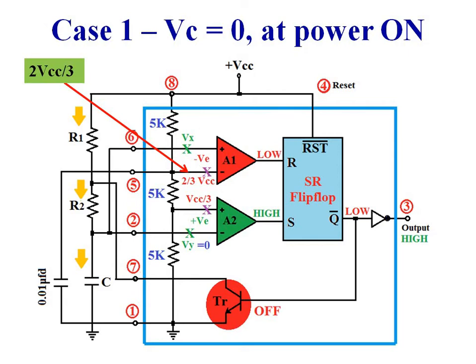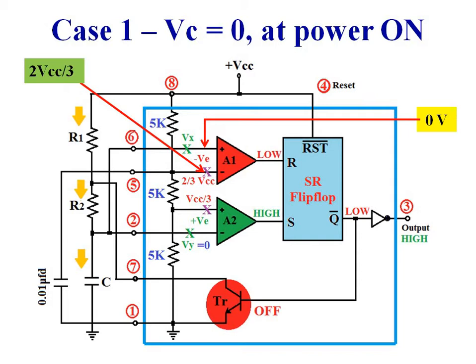Case 1. Initially, voltage across the capacitance is equal to 0 at power on. Voltage at the inverting input of op-amp A1 is equal to 2 VCC by 3 and voltage at the non-inverting input of op-amp A1 is equal to 0. So, differential input voltage is negative. So, output of op-amp A1 is low. For the SR flip-flop, R input is equal to 0.